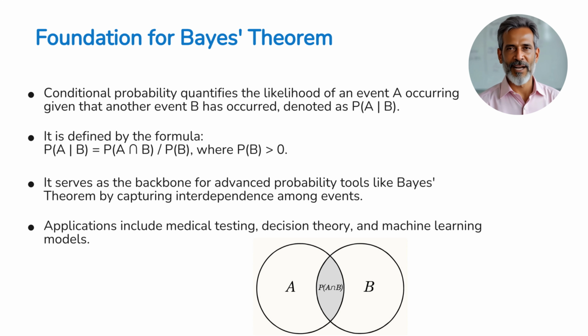So, it looks like this. Slowly, P of A given B equals P of A intersect B over P of B. This concept is essential because it captures the idea that events can be interconnected. Event A might depend on event B. And conditional probability is the backbone for many advanced tools in probability, including Bayes' theorem, which lets us update our beliefs based on new data.